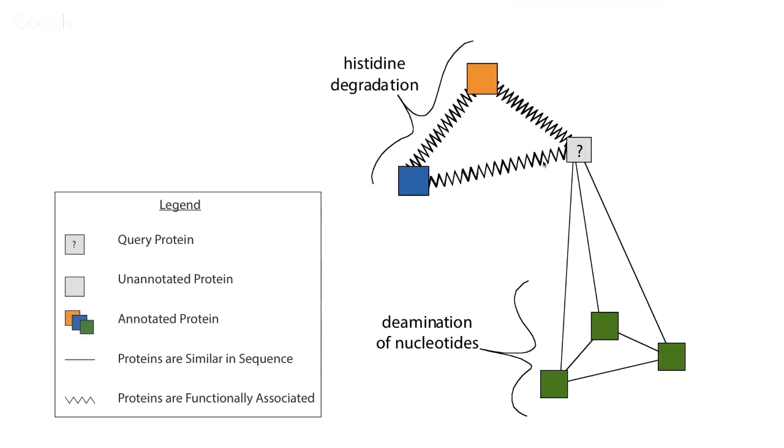And it wouldn't make sense that there's a nucleotide deaminase in the histidine degradation pathway because histidine is not a nucleotide. So they actually thought about it for a while and hypothesized and validated that actually it is essentially a deaminase of a histidine substructure. And it turned out to be the right answer.